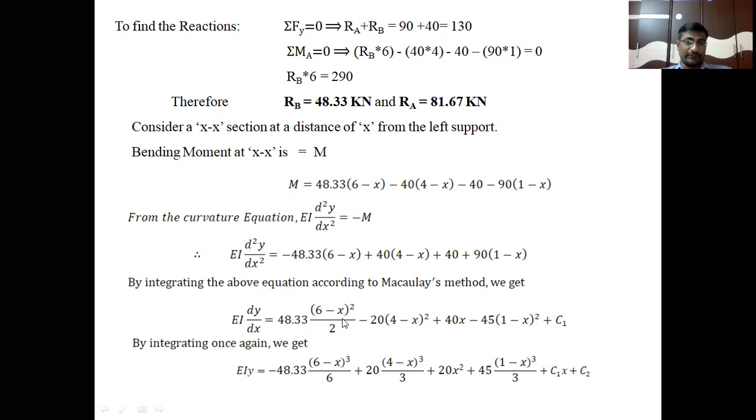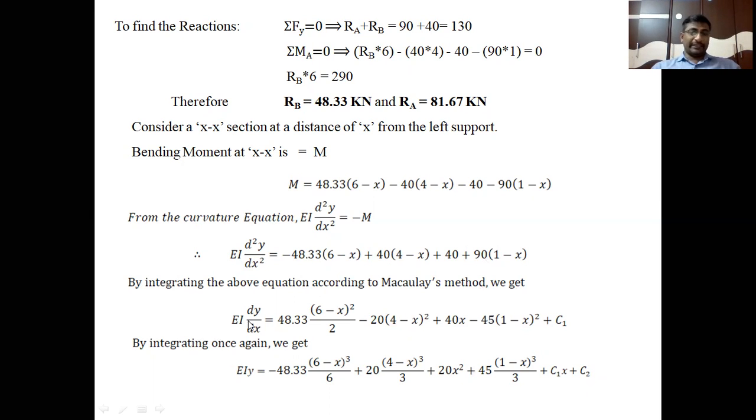So minus positive 48.33 into 6 minus x whole square by 2. Next, the integration of 4 minus x according to the Macaulay method is minus 4 minus x whole square by 2. So 40 by 2 is 20, minus 20 into 4 minus x whole square. Plus 40 is the constant value; the integration of 40 is 40x. Next, the integration of 1 minus x is minus 1 minus x whole square by 2. So 90 by 2 is 45, minus 45 into 1 minus x whole square, plus C1. This is the integration according to the Macaulay method. C1 is the integration constant.